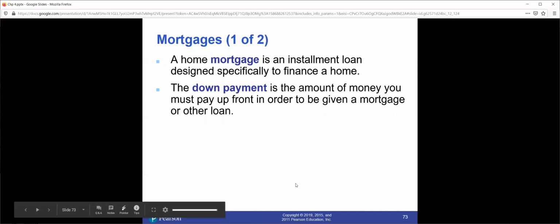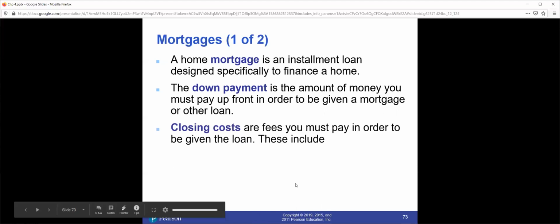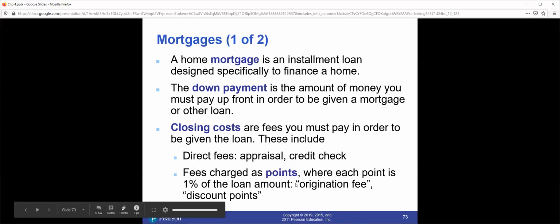So the bank then gives you more money. It's part of the process. Closing costs are fees that you must pay in order to be given the loan. These include direct fees, such as appraisal and credit check, or fees that are charged as points, where each point is 1% of the loan amount, the discount point or origination fee.